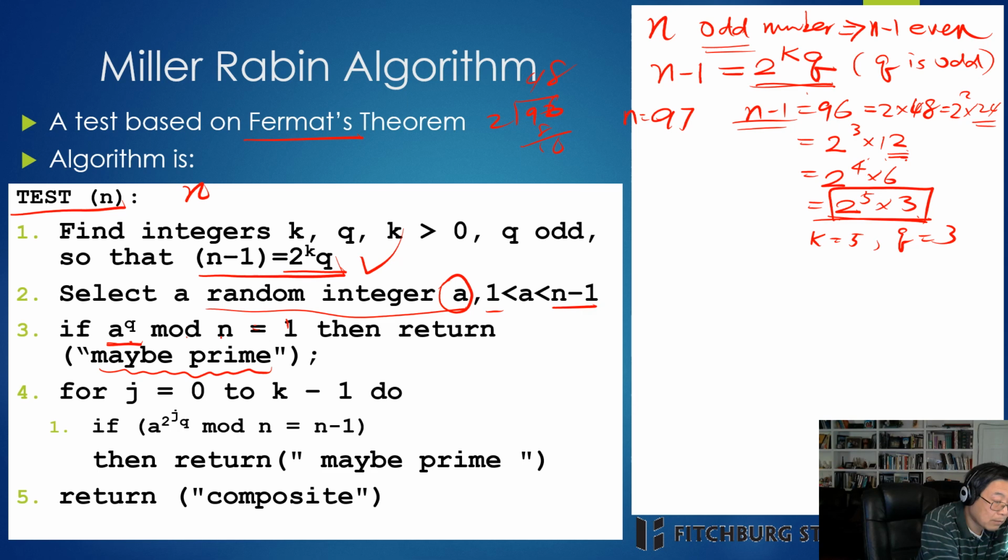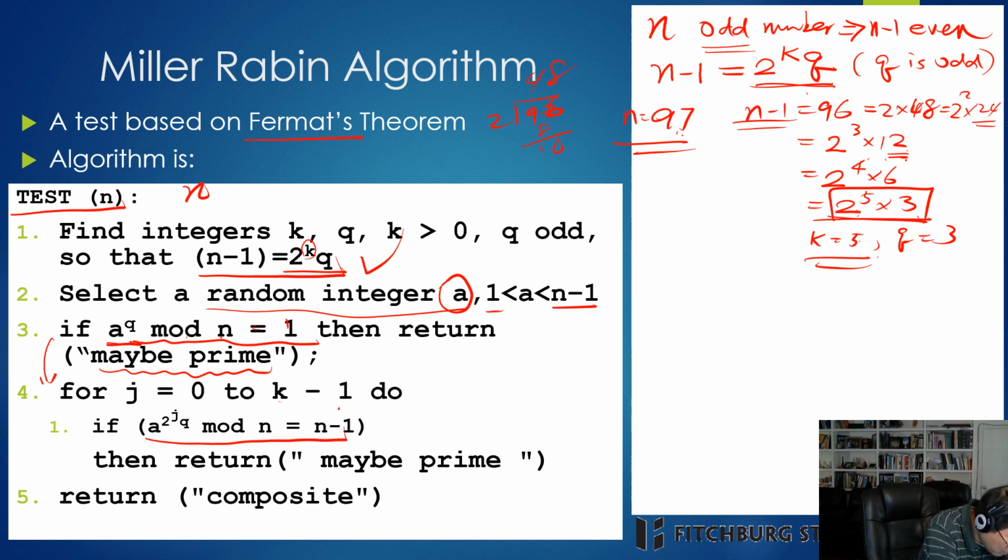Now, if a to the q mod n is not equal to 1, then we switch to the for loop. In the for loop, we go from 0 to k minus 1. Remember, k is the power of 2. In this case, when I choose n equals 97, k is 5, so I do the loop from 0 to 5 minus 1, which is 4. And then you test this again.